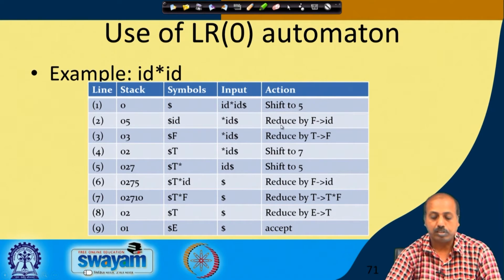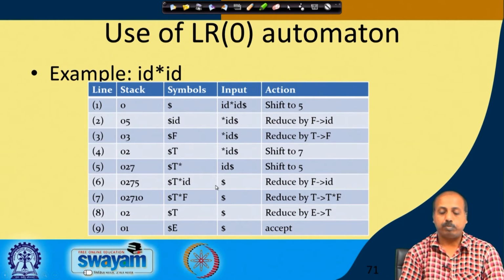So, it will reduce this by F producing ID. This ID will be taken out from the stack, and now the new state will be this: F will be put into the stack, the left hand side, and the new state will be determined by the goto part. We will see that algorithm. So, it will come to state 3. This way this algorithm will proceed and it will finally come to this accept state.